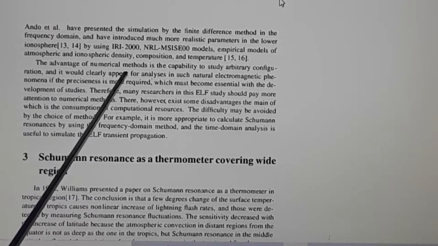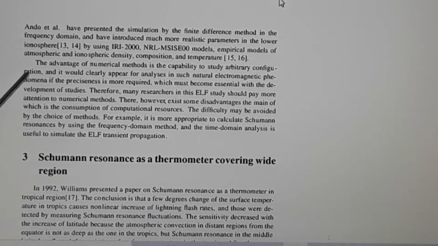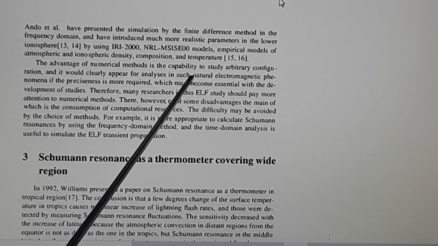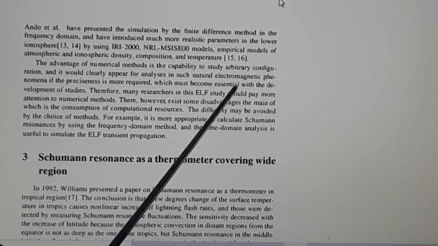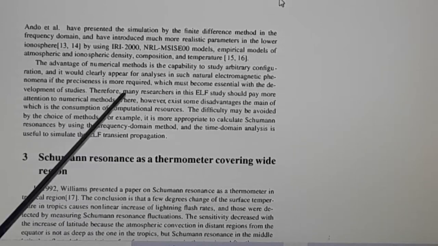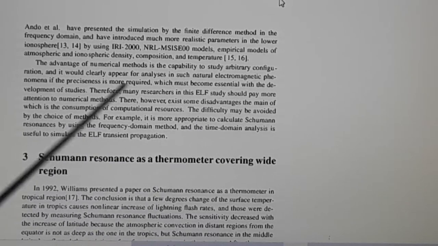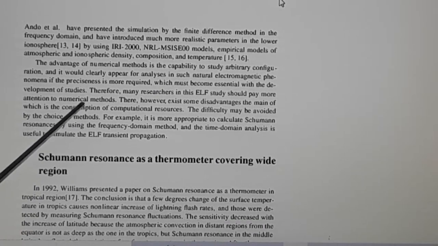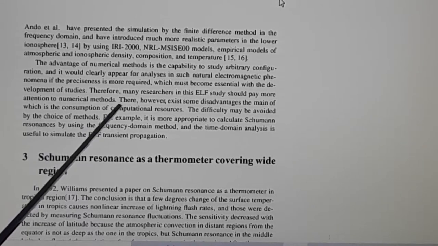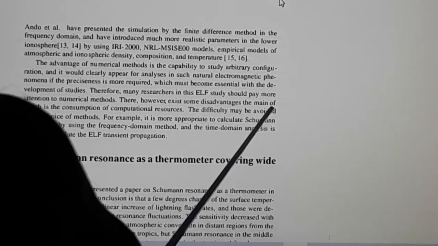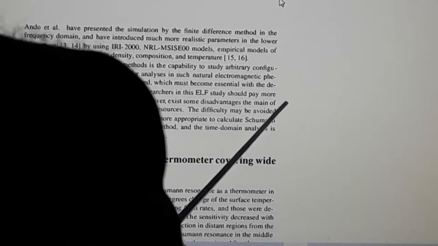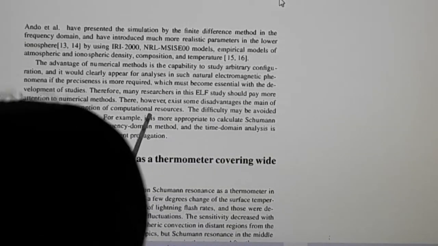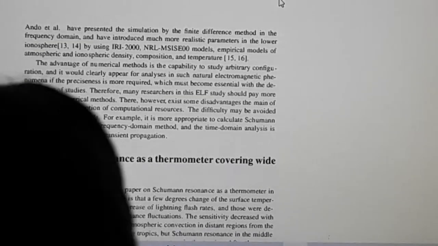It says the advantage of numerical methods is the capability to study arbitrary configuration, and it would clearly appear for analysis in such natural electromagnetic phenomena if the preciseness is more required, which must become essential with the development of studies. Therefore, many researchers in this ELF study should pay more attention to numerical methods. There, however, exist some disadvantages, the main of which is the composition of computational resources. The difficulty may be avoided by the choice of methods.